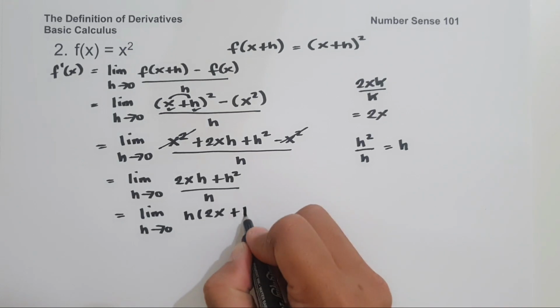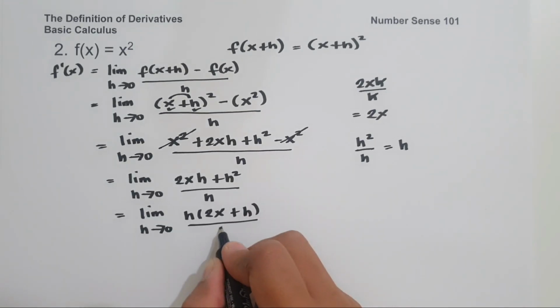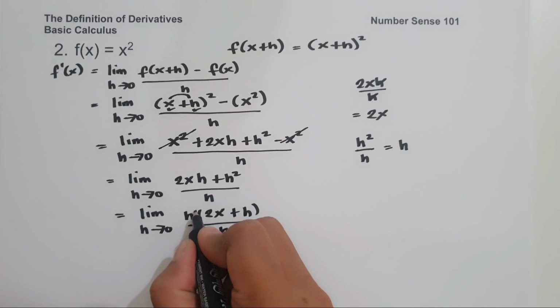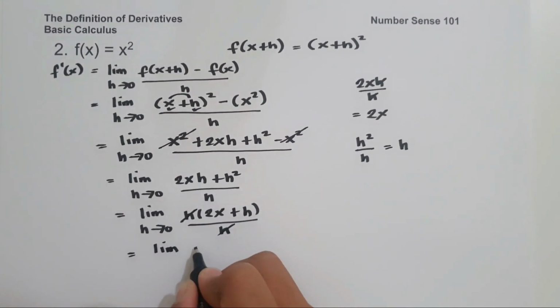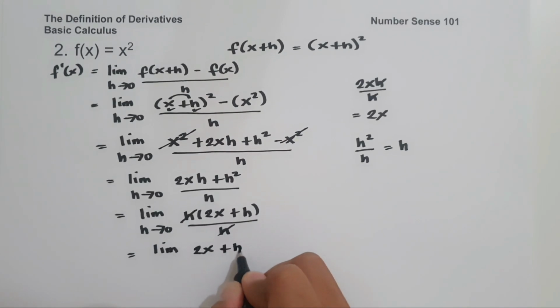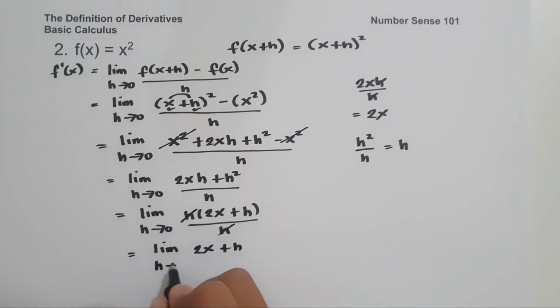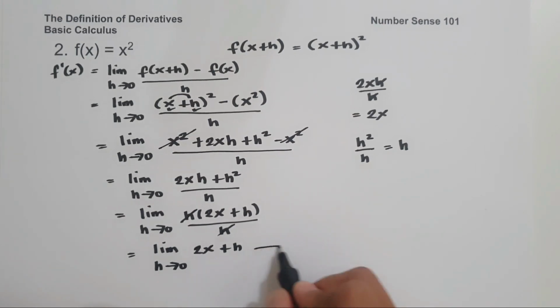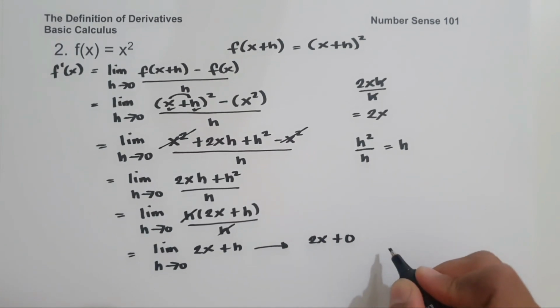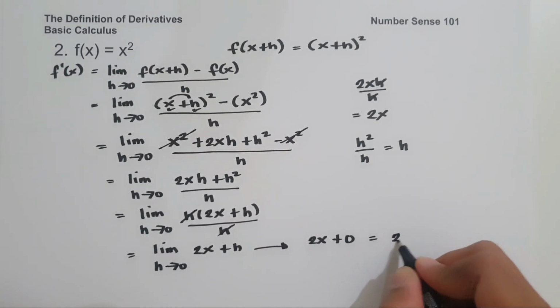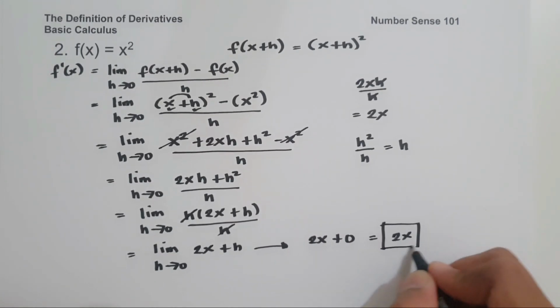So we have now h all over h. So we can cancel this one. This will give us the limit of 2x plus h as h approaches 0. And since the value of h is 0, this will give us 2x plus 0, that is 2x. And this will be our answer.